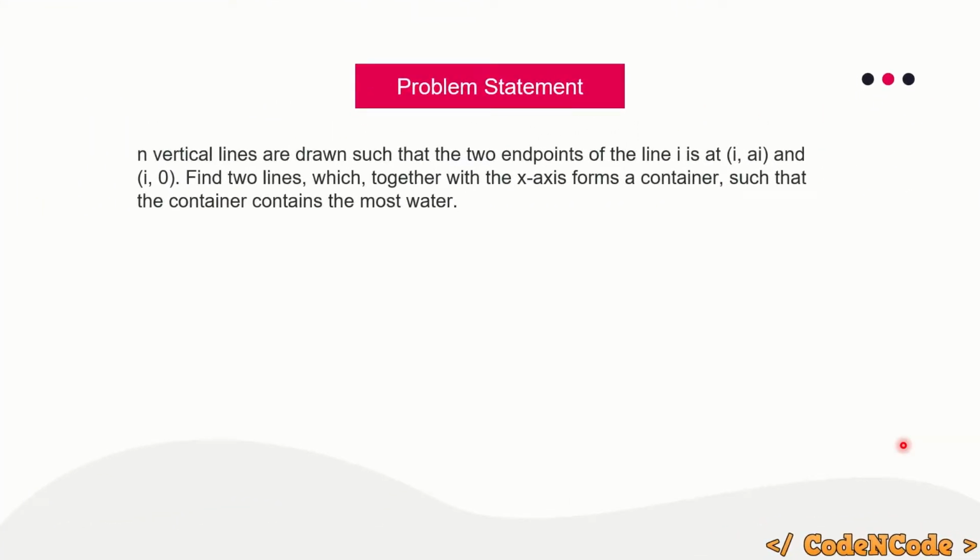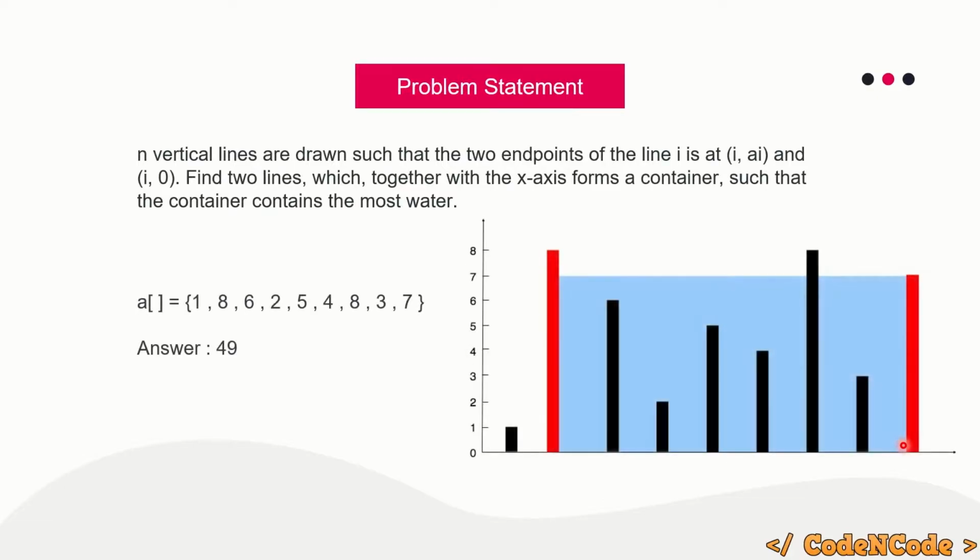You can pause the video and check what the problem statement says. I'll explain this with an example. So you are given n lines, and you are given their heights in the form of an array. I'm calling it array A, it doesn't matter. Here you can see the heights of the lines. The width of the lines you can consider negligible. Now you have to find the maximum water that you can contain between two lines.